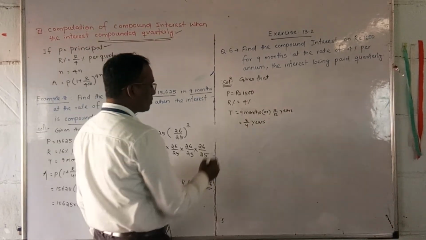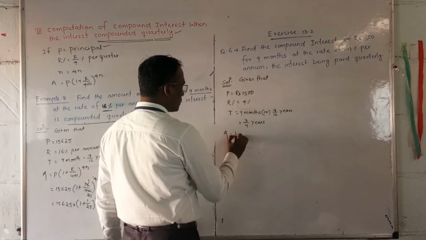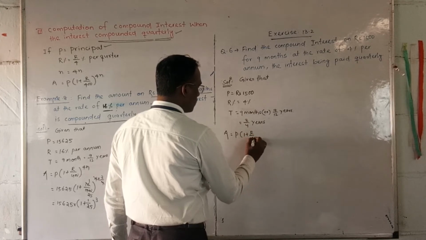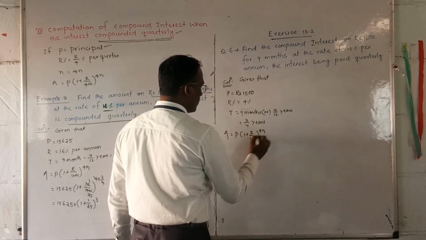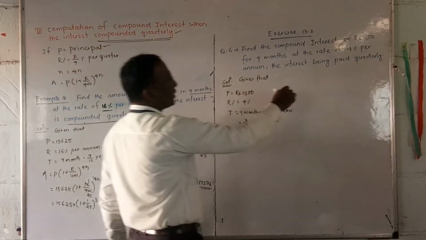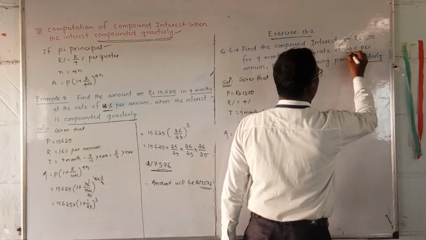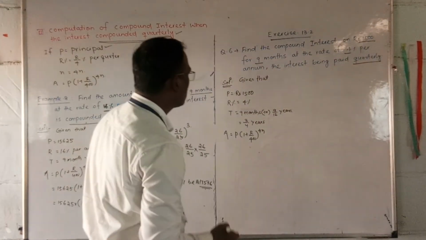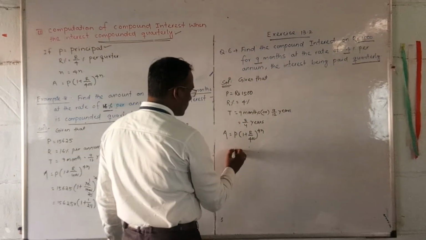Now what is the amount? Amount is equal to principal whole 1 plus r by 400 whole power 4n. Why 400? Why 400? Because it is given quarterly. The question is given quarterly rate of interest. This is 1500, this is the 9 months. Okay, so now you can put the values.